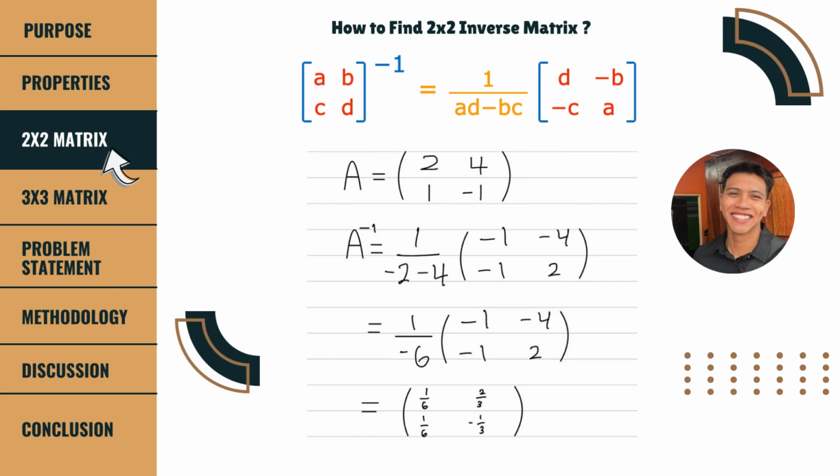Given matrix A, we need to find the inverse matrix of A. To find the inverse matrix of A, we just need to use the formula, which is 1 over negative 2 minus 4 times the matrix that we have changed the position of according to the formula. It will be 1 over negative 6 times negative 1, 1 over negative 6 times negative 4, 1 over negative 6 times negative 1, and 1 over negative 6 times 2, and we get the answer of the inverse matrix of A.